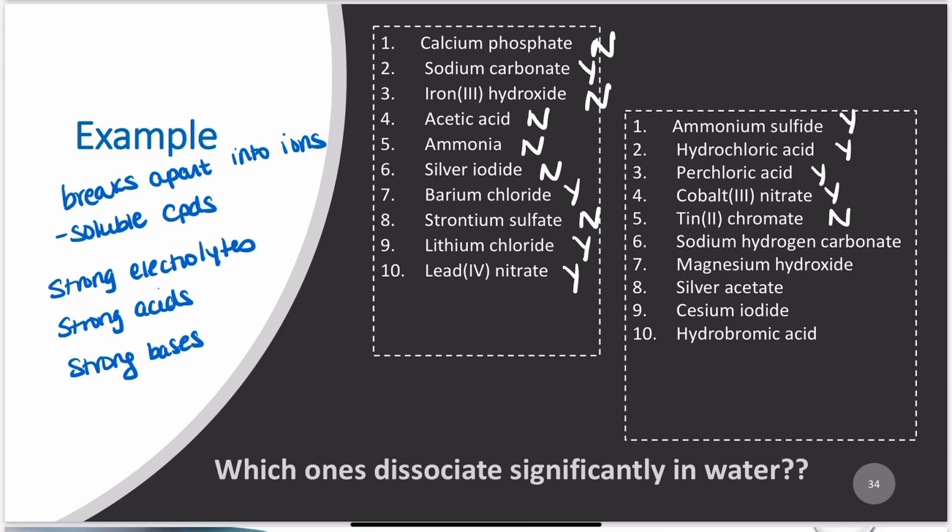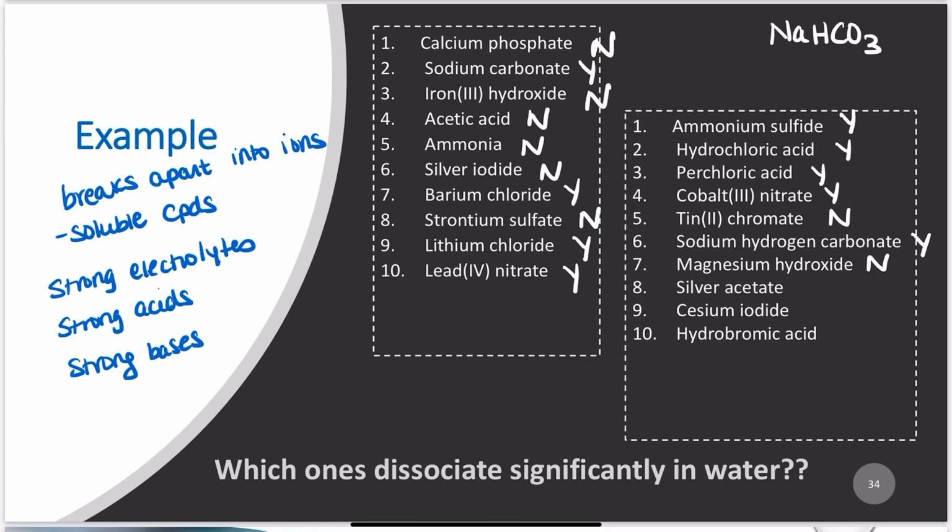Sodium hydrogen carbonate. Got carbonate, which is not usually soluble, but it is with a group 1 sodium, but it says hydrogen in there too. This is baking soda. Baking soda definitely dissociates in water. Magnesium hydroxide. No. Magnesium and beryllium hydroxides are two that are the weak bases in your group 2 metals. They're weak because they don't dissociate significantly in water.